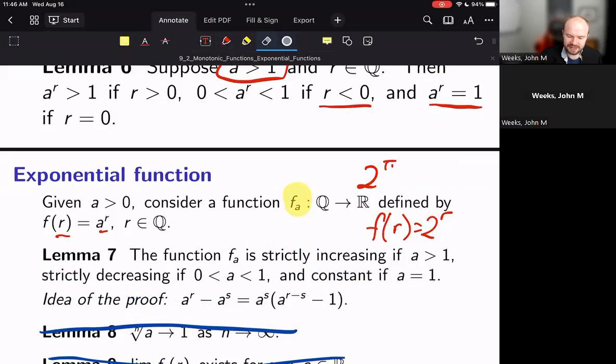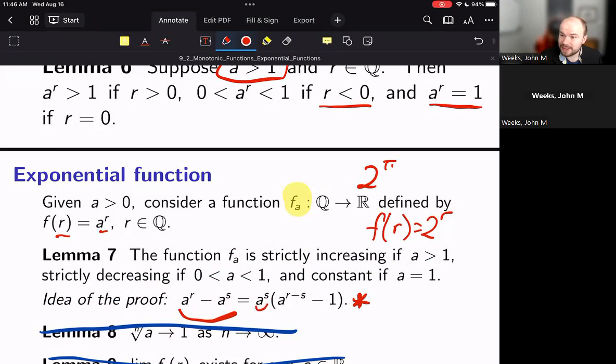Now, lemma 7 says that a function f sub a is actually going to be strictly increasing, and it gives us a nice little idea as to why. What happens if r is greater than s, for example? Then I could take a look at this value, which is f of r minus f of s, a to the r minus a to the s. And it turns out that I could show that this thing is going to be positive. Here's how I would do it.